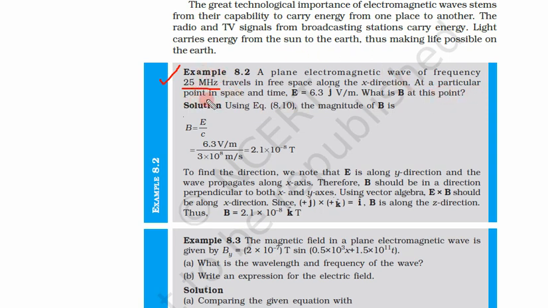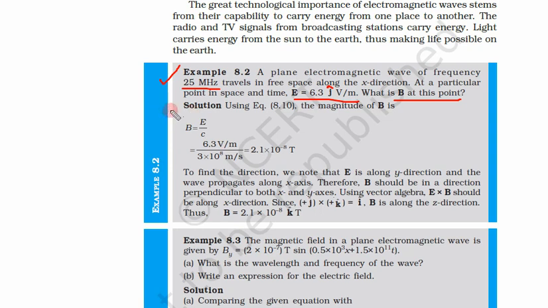At a particular point in space and time, E is equal to 6.3 j volt per meter. What is B at this point? So we have to tell what is B at this point. Sorry, this is not joule, this is direction j. This is unit vector j, not joule. Now we have to solve for the value of B.